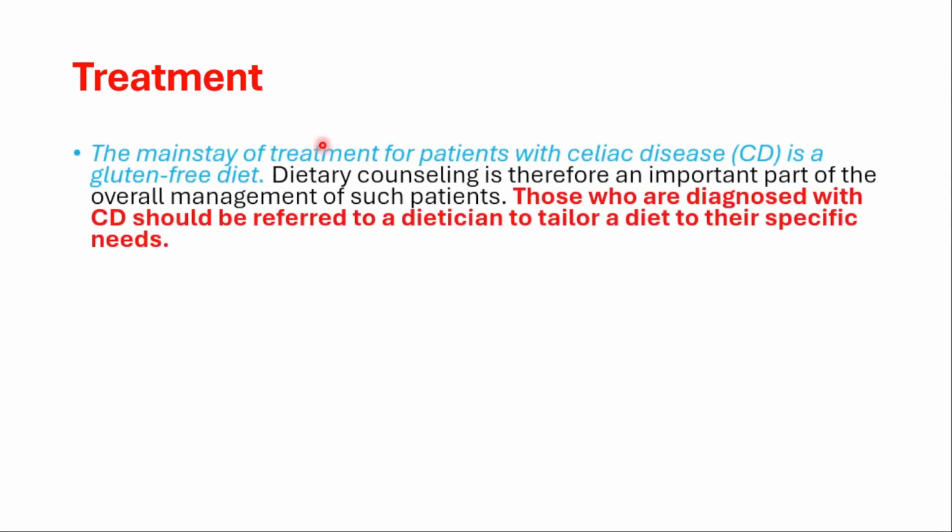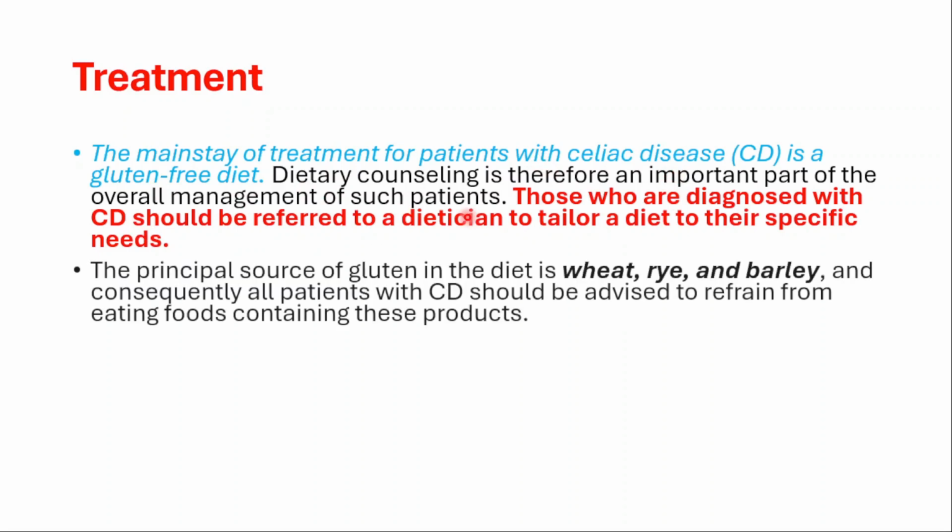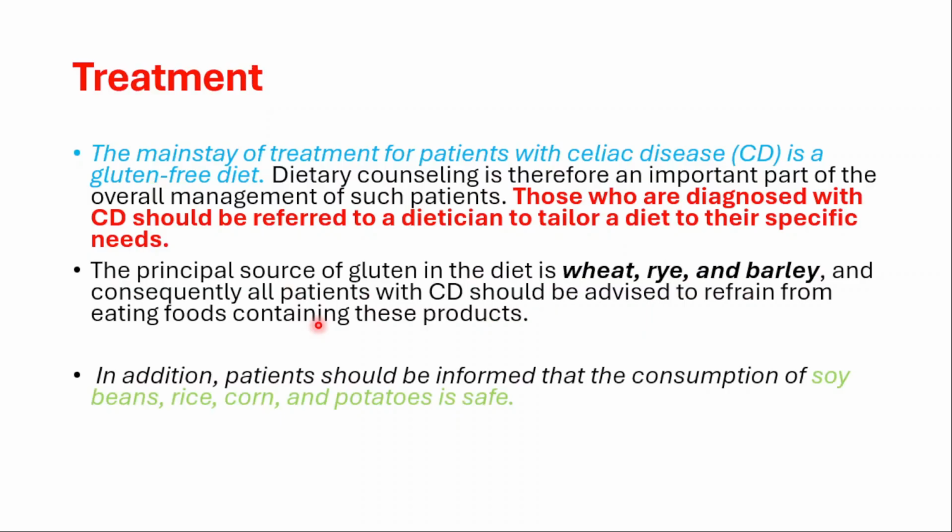For treatment, the mainstay is a gluten-free diet. Dietary counseling is, therefore, an important part of the overall management. Those who are diagnosed with celiac disease should be referred to a dietitian to tailor a diet to their specific needs. The principal sources of gluten in the diet are wheat, rye, and barley, and consequently all patients with celiac disease should be advised to refrain from eating foods containing these products. In addition, patients should be informed that the consumption of soybeans, rice, corn, and potatoes is safe.